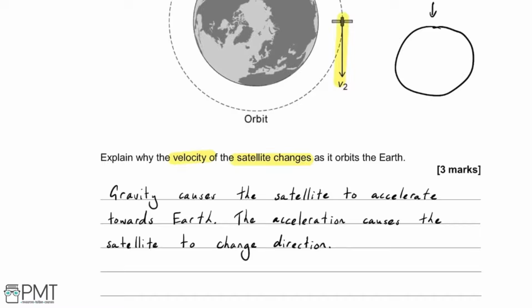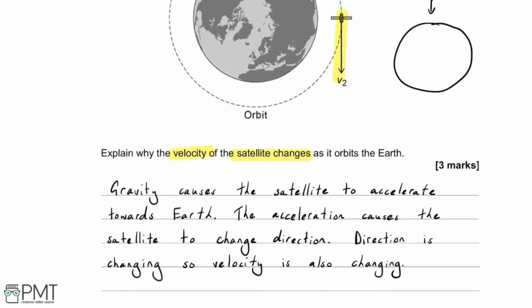You'll do more about circular motion at A level if you choose to take physics further. And the final point is that if the direction is changing, then the velocity is also changing. You don't need to mention that velocity is a vector quantity, but it is something that you really need to know in order to understand why that means that the velocity is changing.